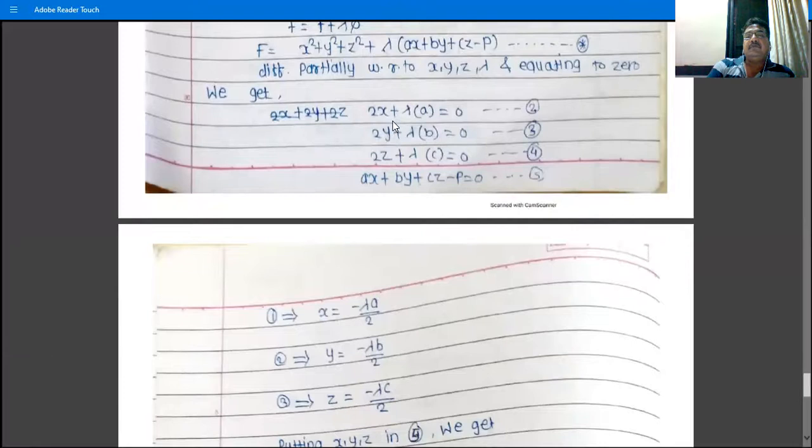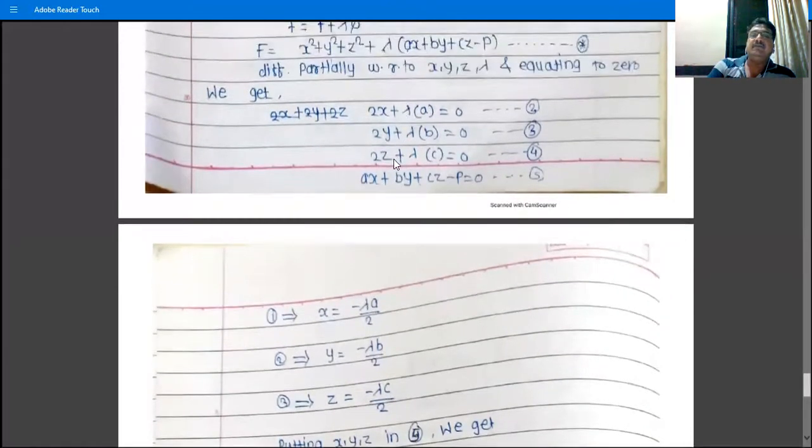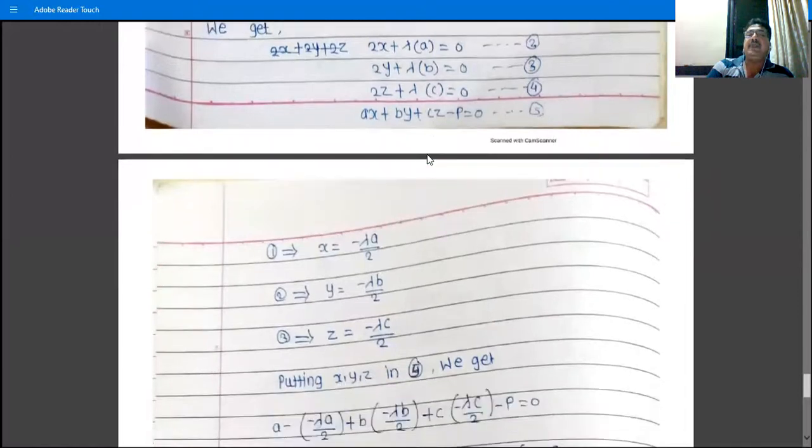If we can find the values of x, y, z from equations 2, 3 and 4 in terms of lambda, then we find the values of x, y, z from equations 2, 3, 4. Here x is minus lambda a by 2, y is minus lambda b by 2, and z is minus lambda c by 2.